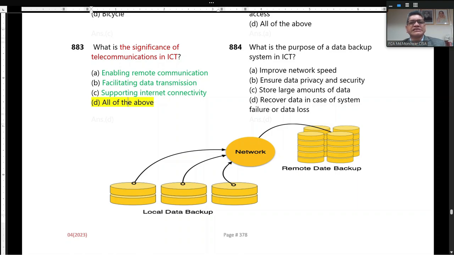All of the above, answer is D. So enable remote communication, facilitating data transmission, supporting internet connectivity is the significance of telecommunication in ICT.